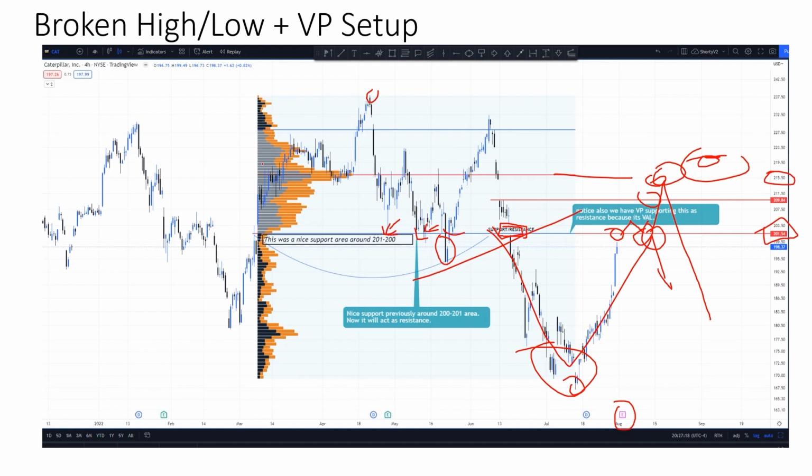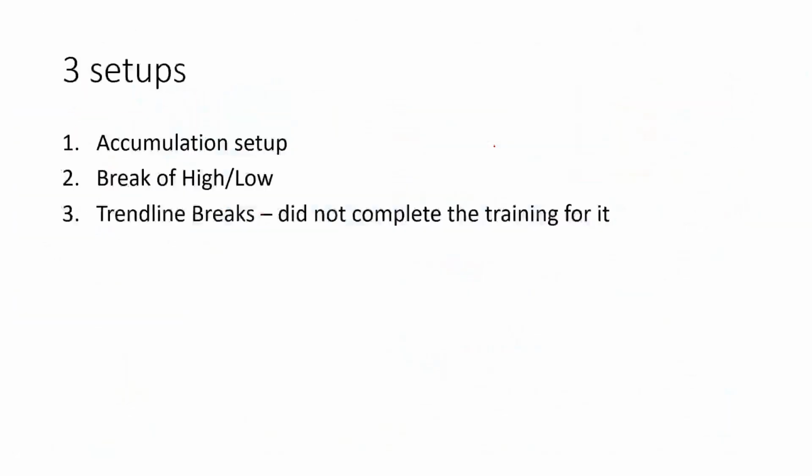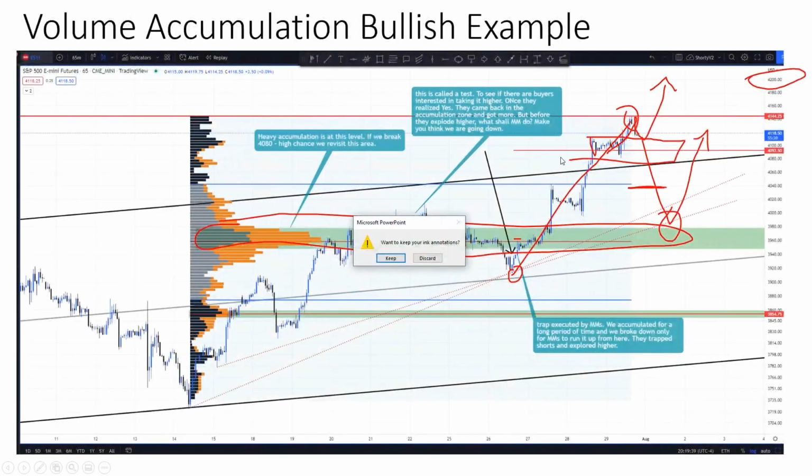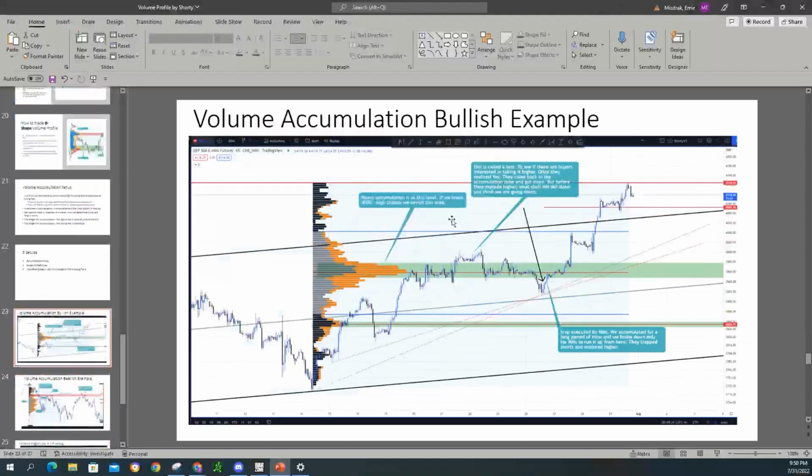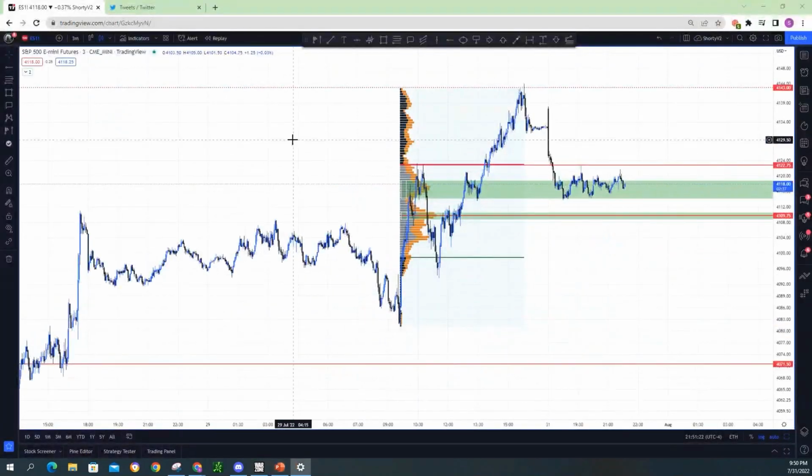This happens on every time frame, guys. I just did a bigger picture so you guys see it. I'll show you guys in smaller. Any questions on the volume setup? So you have the accumulation setup, you have the break of high low, and then you have a combo of these, which is really, really dangerous. It's a really good setup for trading. If there are no questions, then let's get into the charts itself.